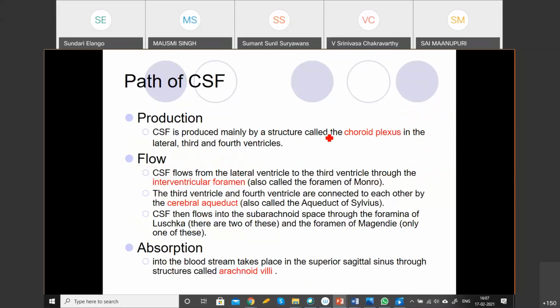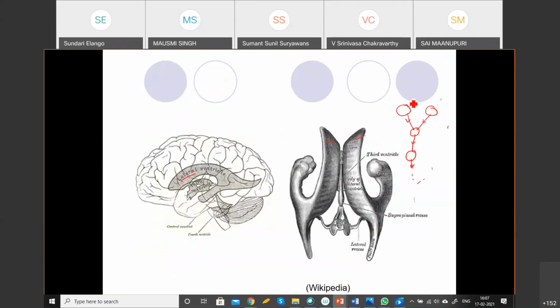So this fluid is called the cerebrospinal fluid, because this fluid covers both the cerebrum, that is the brain proper, and the spinal cord. It is produced right within these ventricles in a structure called the choroid plexus. So these 2 are the lateral ventricles, and this is the 3rd ventricle, and this is the 4th ventricle.